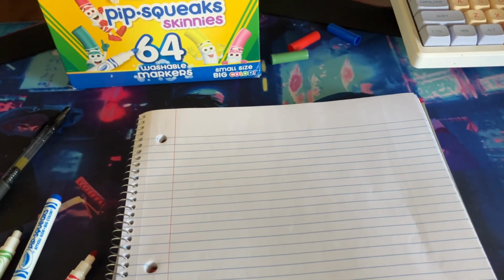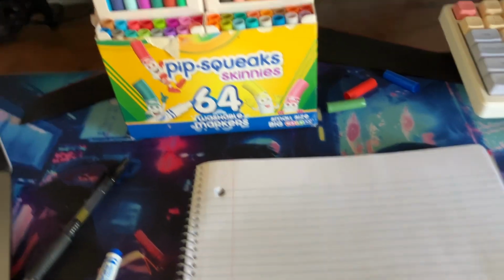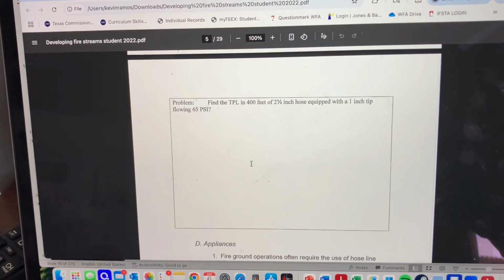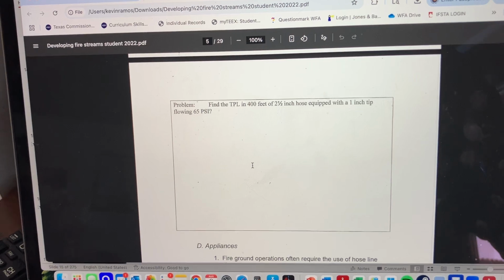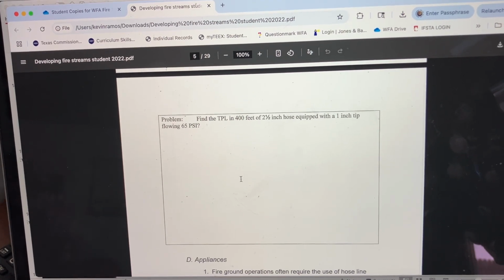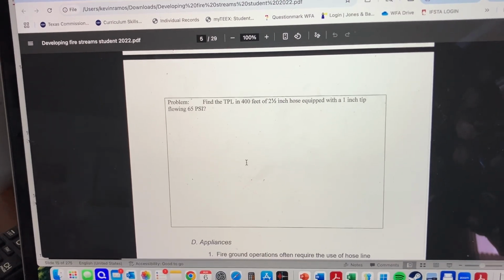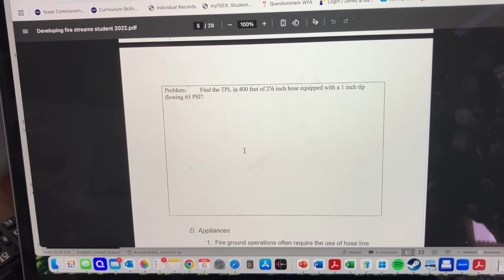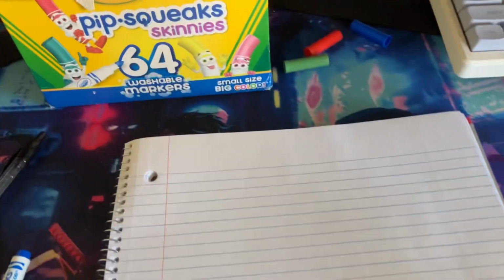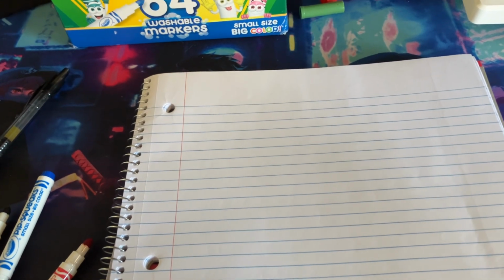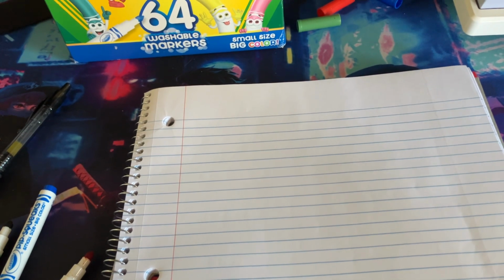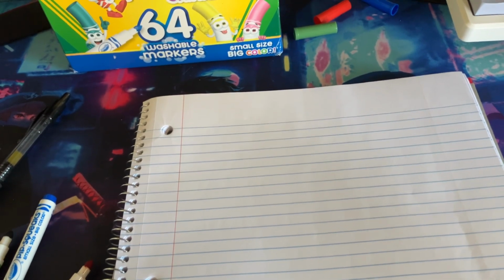So let's say you're trying to find the TPL, and this question right here says, find the TPL in 400 feet of 2.5-inch hose equipped with 1-inch tip flowing 65 psi. So this is a whole bunch of jargon to say we just need to find what the TPL is. So we're going to take it one step at a time, and we're going to find out what your TPL is. So to start, we need to know what the formula is for TPL.